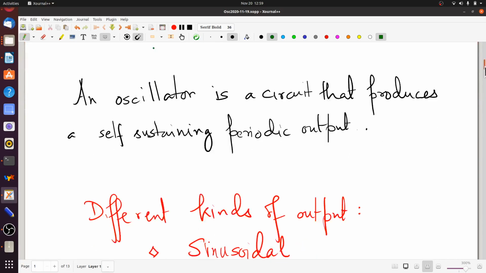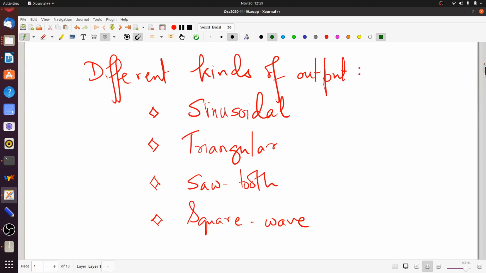Now, depending on what kind of periodic output is produced, you have different kinds of oscillators. You can have oscillators which produce sinusoidal signals, triangular signals, sawtooth signals, square waves. There are many other possibilities actually. In today's lecture, we will focus primarily on sinusoidal oscillators, oscillators which produce an output which is a nice constant frequency sine wave.